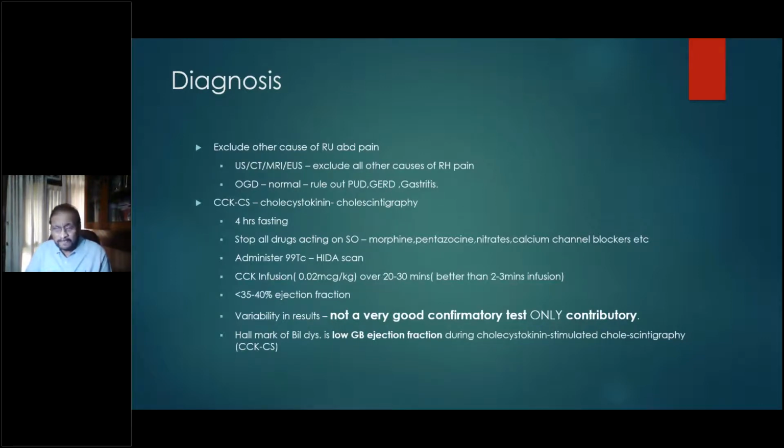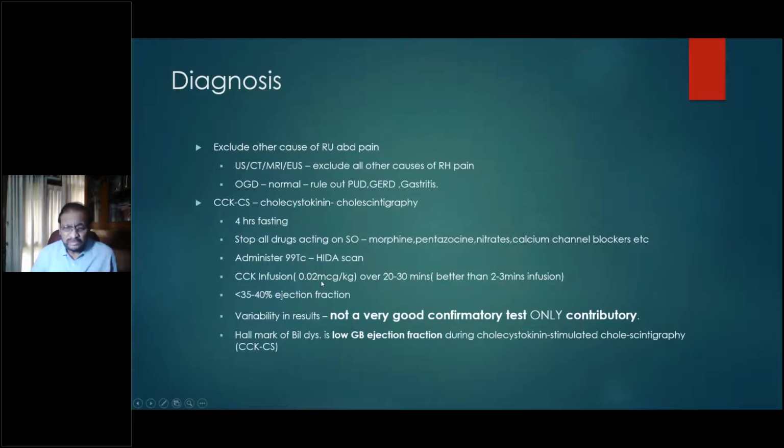And then what do you do? You do a cholecystokinin cholecystography. And how do you do that? Number one, 4 hours fasting. Stop all drugs which are acting on these foci. Usually, morphine and like drugs, like pentazocine, nitrites, calcium channel blockers. None of these drugs should be there when you're doing this investigation. What do you do after 4 hours of fasting? Administer the patient with technetium labeled agent, right?